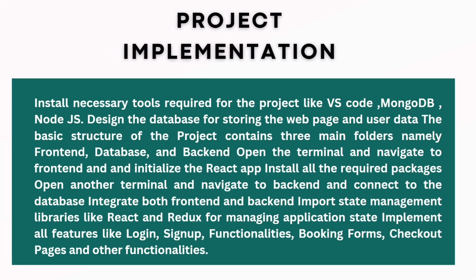Project implementation. First, we need to install the necessary tools required for the project, like VS Code, MongoDB, and Node.js. Then, design the database for storing the web page and the user data. After that, set up the basic structure of the project, which contains three main folders, namely front-end, database, and backend.